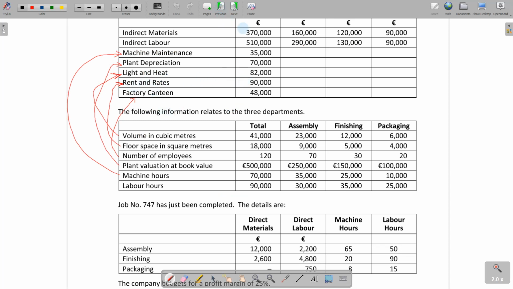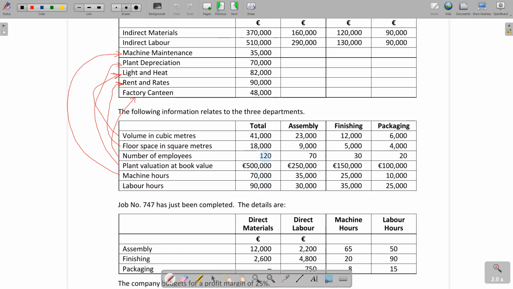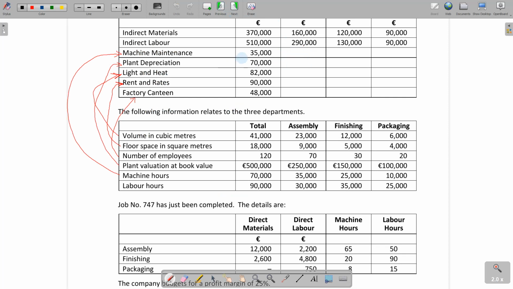Rent and rates, 90,000. Okay, and then we're just going to do 48,000 for our factory canteen. We have 120 employees and 18,000. So that is €400 per employee and €5 for every square meter we have. Okay, so now we're going to use these rates and just add in the values here.